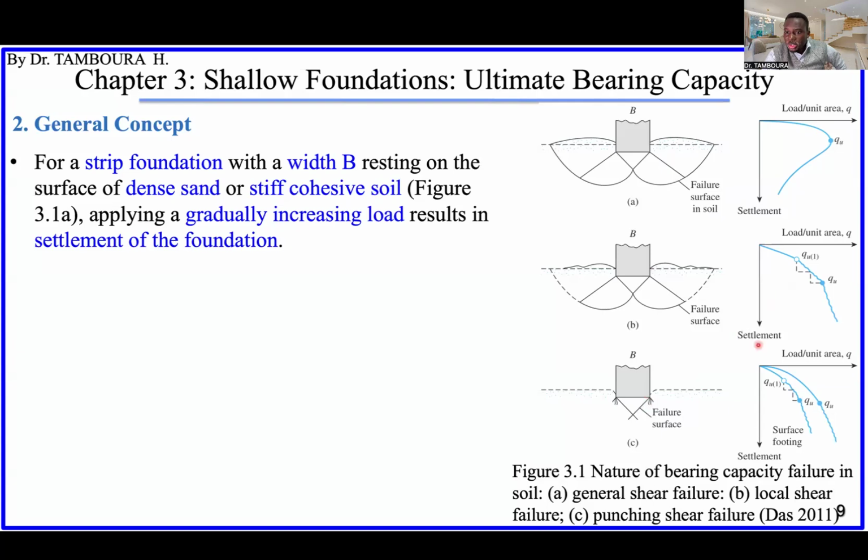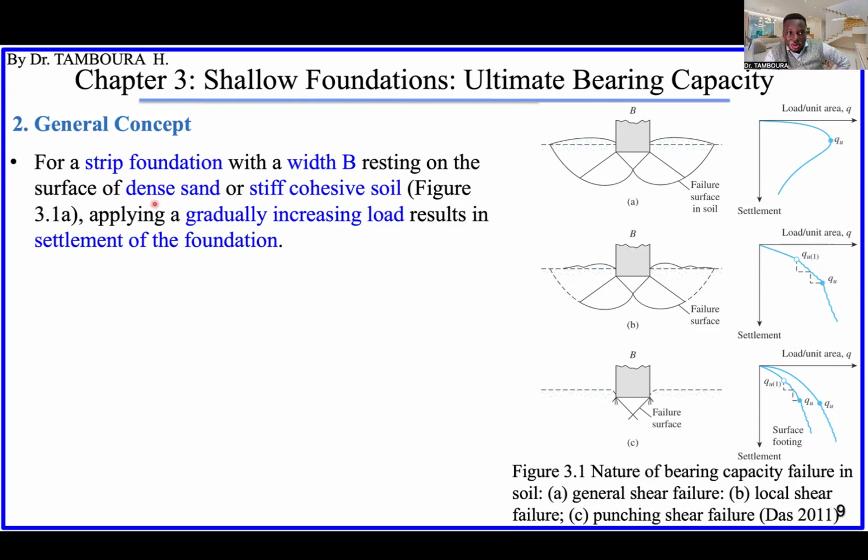So you can see that each type of failure has its own load settlement curve. Please understand the load settlement curve. This is a very important matter. What is a load settlement curve? It is the load per unit area versus settlement. Settlement means how many millimeters the footing went down, settled. So this should be in millimeters, and this one in kilopascal or pascal, something like that.